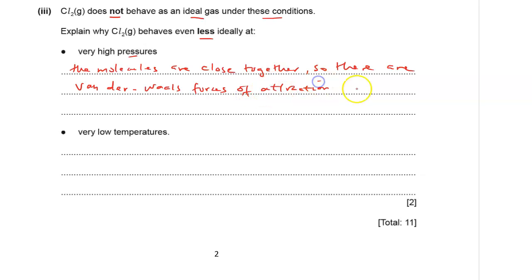So basically that means the existence of van der Waals forces between the molecules of chlorine means it is deviated from ideal gas between the molecules. So chlorine gas will behave as an ideal gas at a very low temperature, low pressure. When you decrease the pressure, then the molecules are farther apart, and therefore there is no van der Waals forces, and consequently no attractive forces.